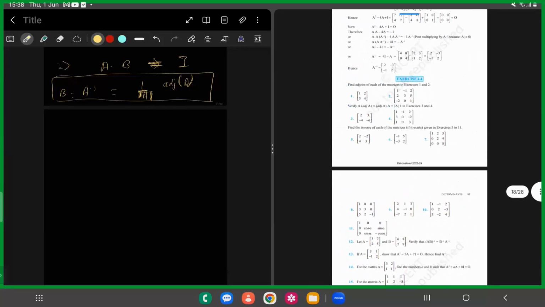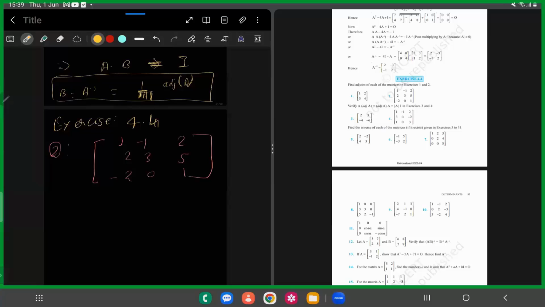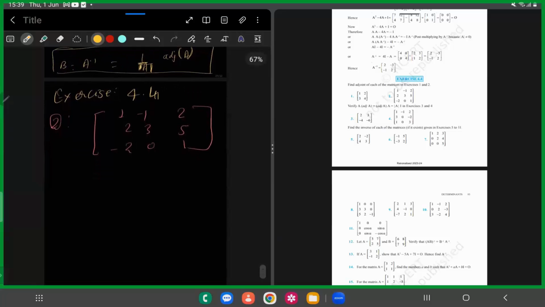Okay, so like in the first question, you have to just verify some results. So if we talk about the exercise, for more discussion, let's see our question number two. So this is basically a 3 by 3 matrix. So you have to find the adjoint matrix for this question, and also you have to verify the property that is A into adjoint of A is equal to determinant of A times the identity matrix.